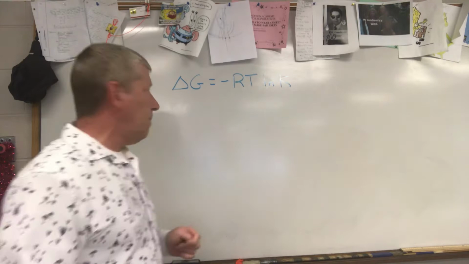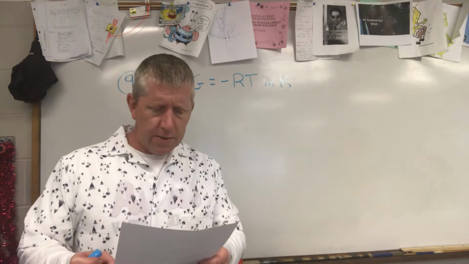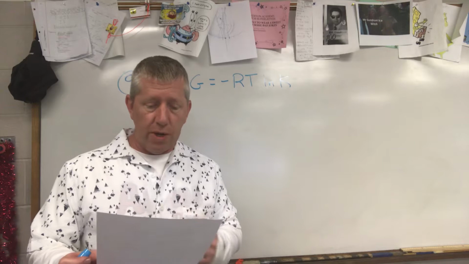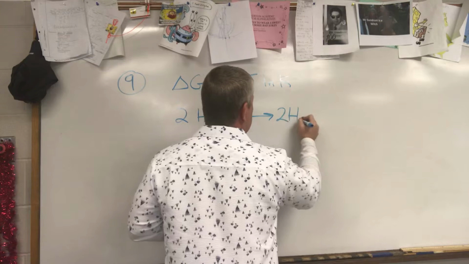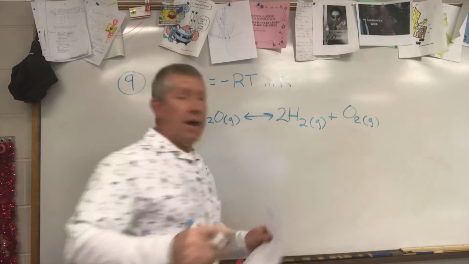Okay, let's see what we're being asked to find in this problem. It says, calculate the delta G and the Kp for the following reaction in equilibrium. And it gives me the reaction. Water vapor, forming some hydrogen, some oxygen gas. Oh, they're all gases.